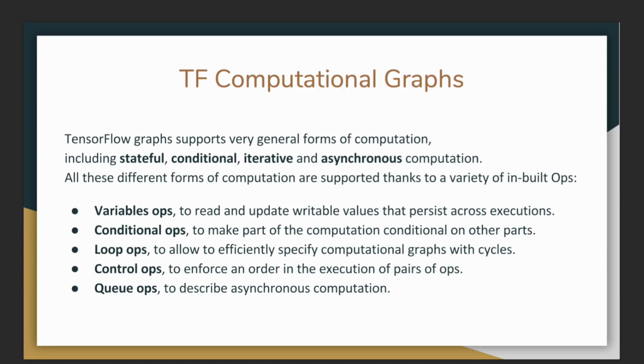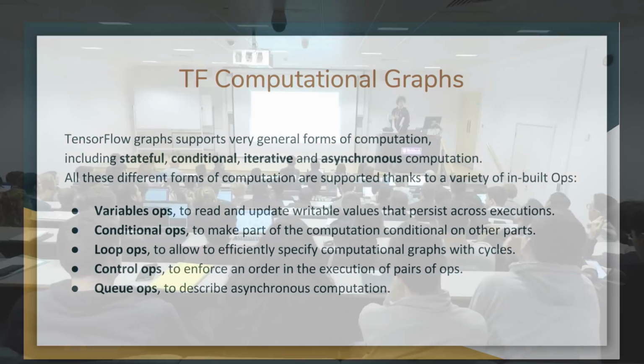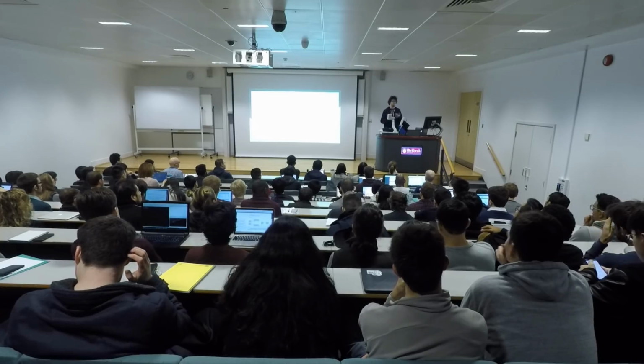Then we have conditional ops, which allow you to make some part of the computation conditional on the result of some other part of the computation. So you could, depending on the result of a certain part of the graph, either execute some portion of the graph or a different portion of the graph. You have loop ops. These allow you to efficiently specify computational graphs which have cycles. So you can, for instance, have loops and iterate the same iteration until some condition is satisfied, all without leaving the computational graph.